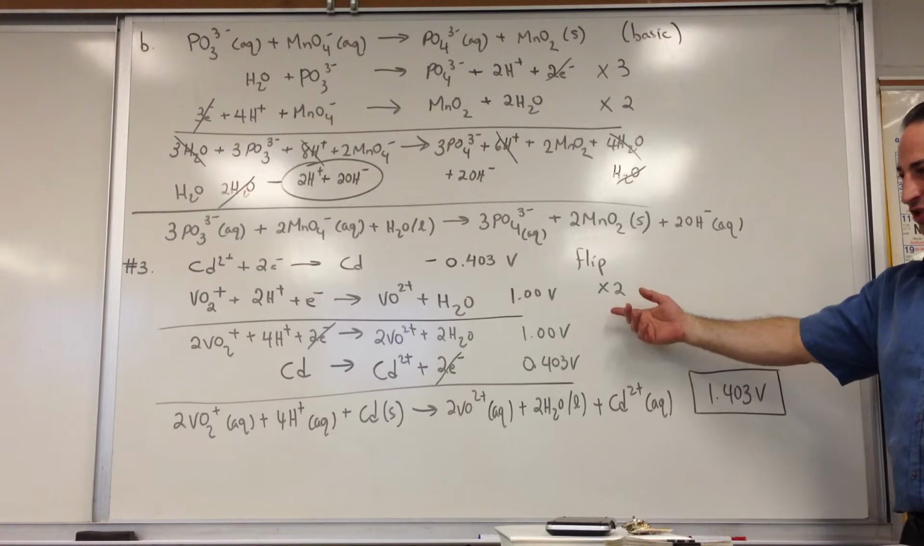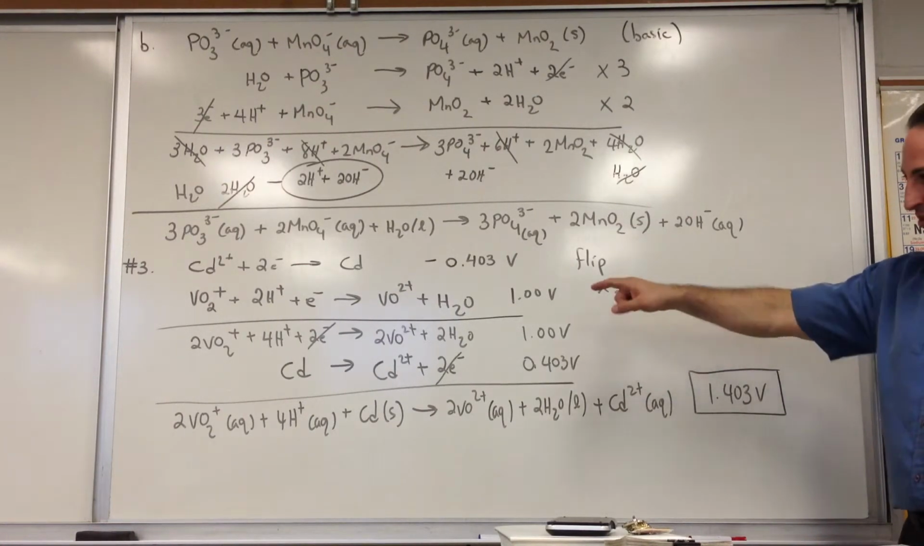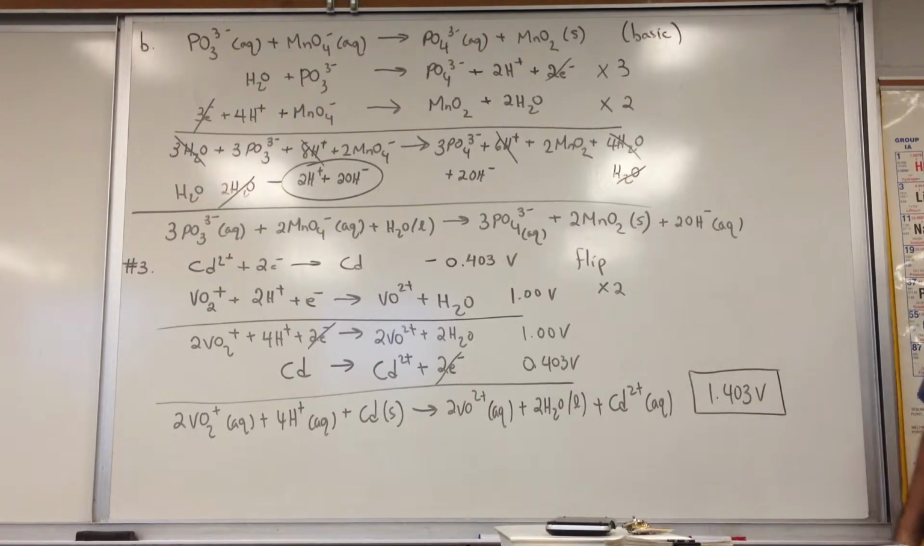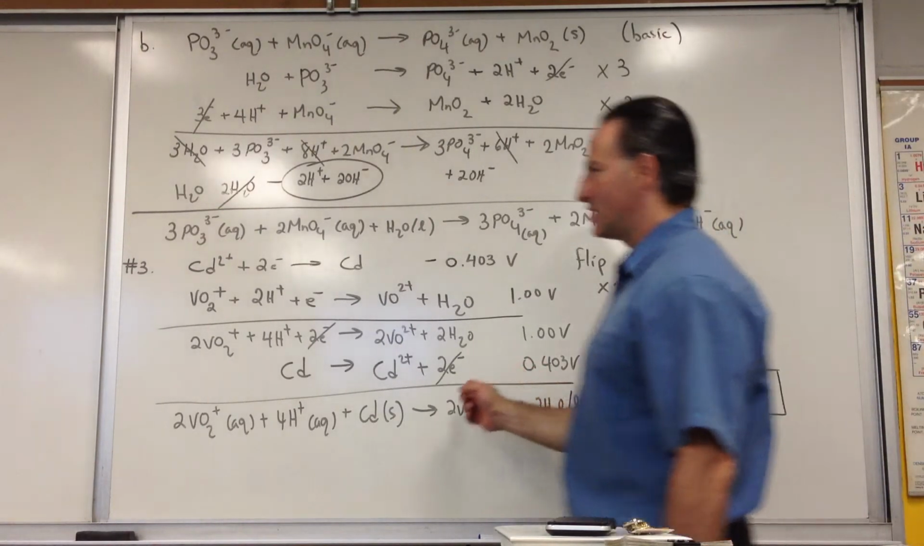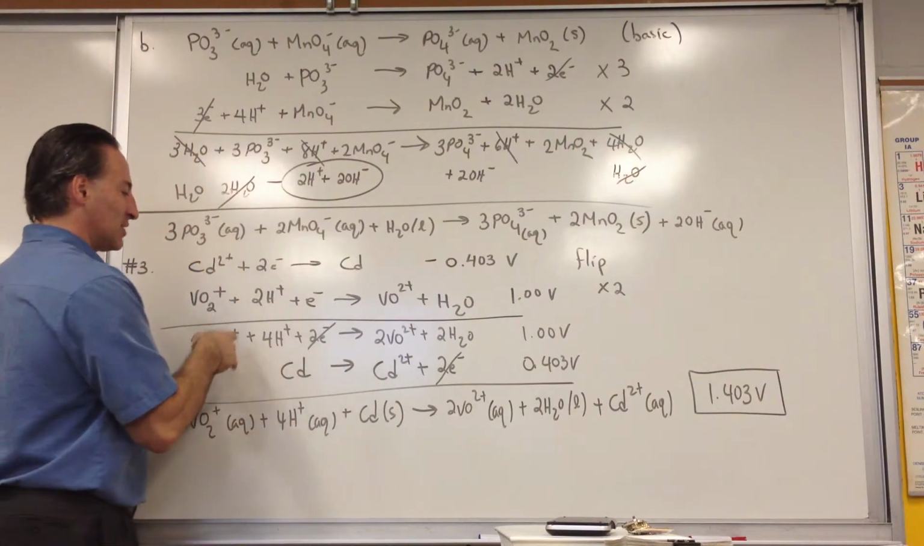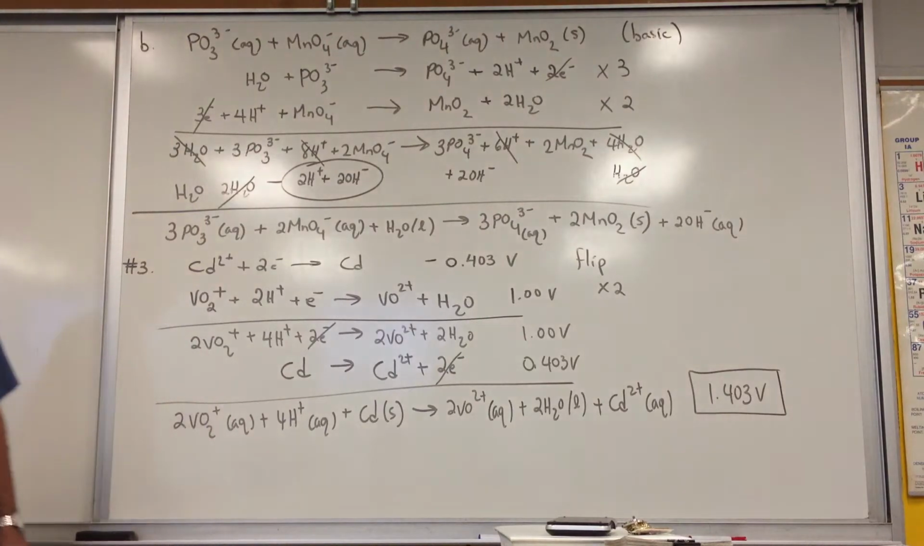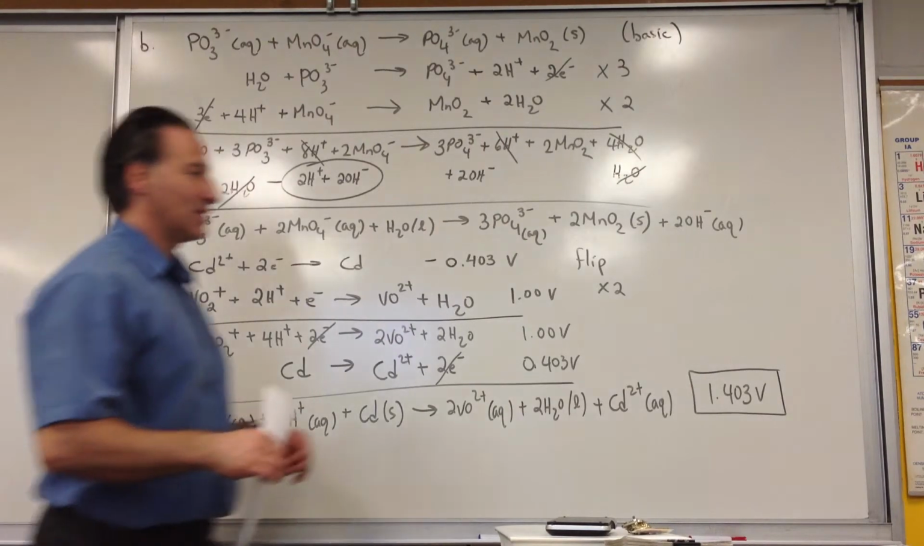Whether you do the oxidation first or the reduction first, it doesn't matter. Just simply add them together as long as one of them is an oxidation and one of them is a reduction. In other words, the electrons have to appear on opposite sides of the reactions. If you have electrons appearing both on the left or both on the right, you're doing something wrong. You cannot have a redox reaction where both things are giving up electrons or both things are taking electrons. Something has to give up the electrons and something else has to take them.